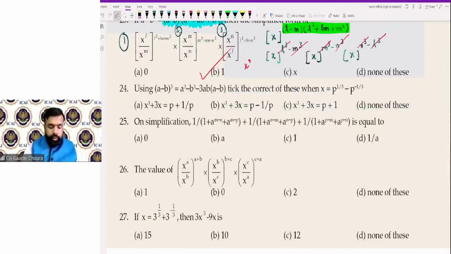So now you can clearly see that 26 is also similar, 25 is also similar, all these are having cyclical pattern. So wherever there is cyclical pattern, that means the power is becoming 0, and whenever the power is becoming 0 the result is always equal to 1. Okay, so this is the easiest way, without solving you can select your answer.